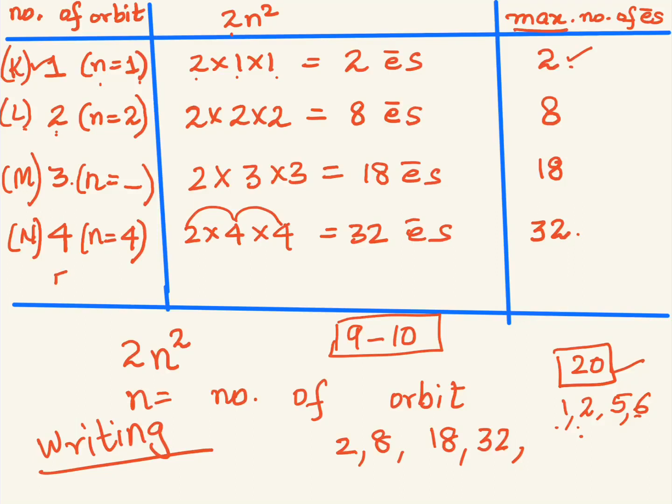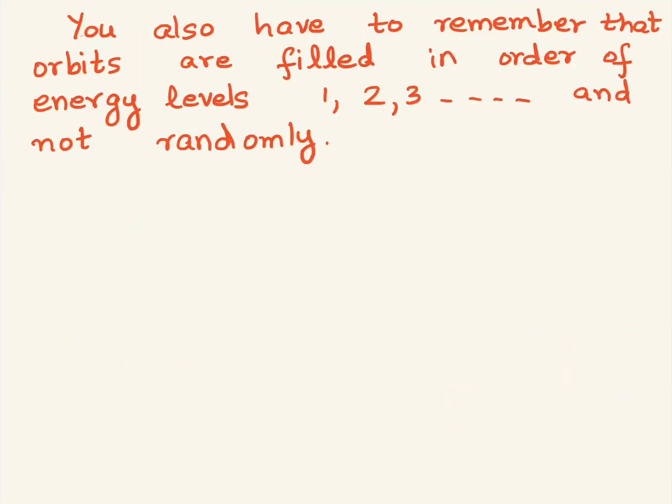Would you like to calculate for the fifth orbit as well? Come on, give it a try. n is equals to 5. You can post your answers in the comment box if you are unsure about your calculation. Now, let us go on to the next thing that we have to remember.